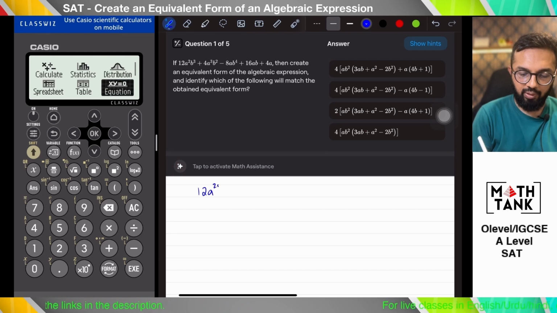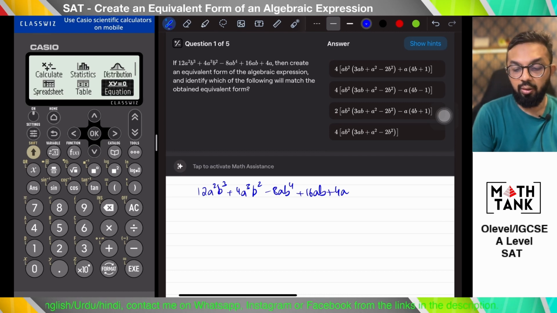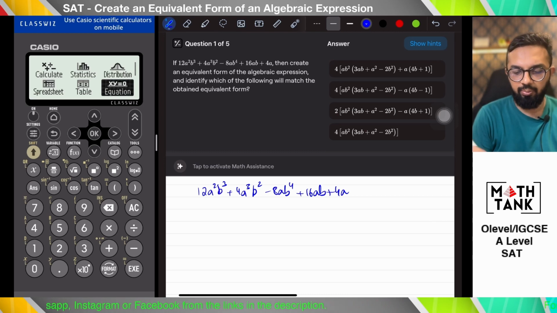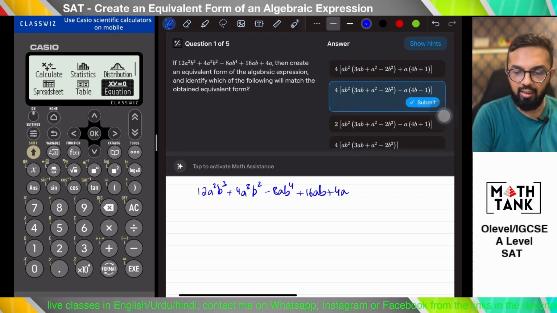It says 12a squared b cubed plus 4a cubed b squared minus 8ab power 4 plus 16ab plus 4a. Now I'm going to find it difficult to sort of take common and so on, but maybe I could do that. I see that there's a four common. I think the ones with the four common should be the answer options. The last answer option doesn't work, because I get three terms at the end while I want five terms at the end. So it's either answer option A or answer option B.